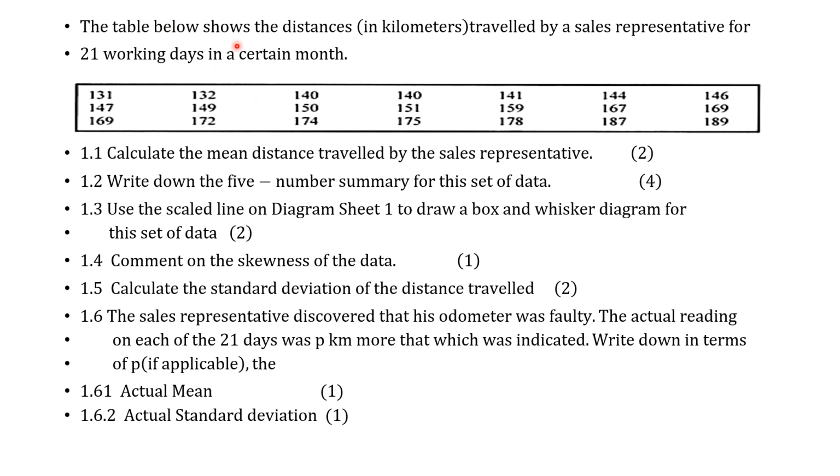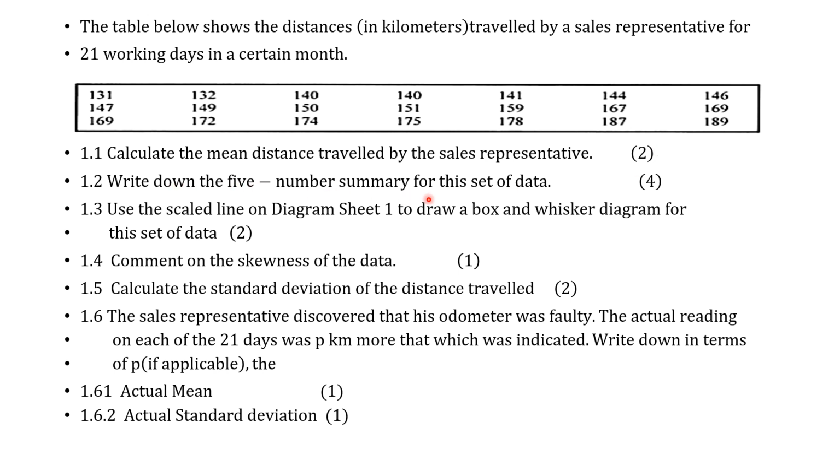Say the table below shows the distances in kilometers traveled by a sales representative for 21 working days in a certain month. So first day went 131 kilometers, last day 189 kilometers. At 1.1, calculate the mean distance traveled by the sales rep for 2 marks.